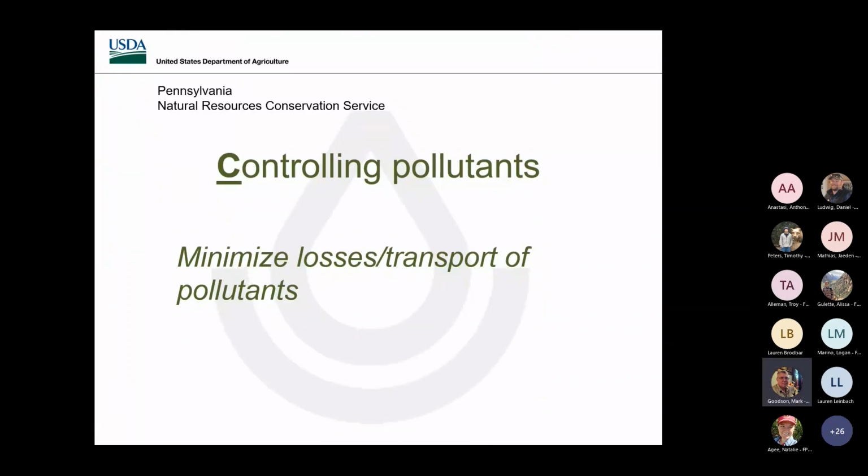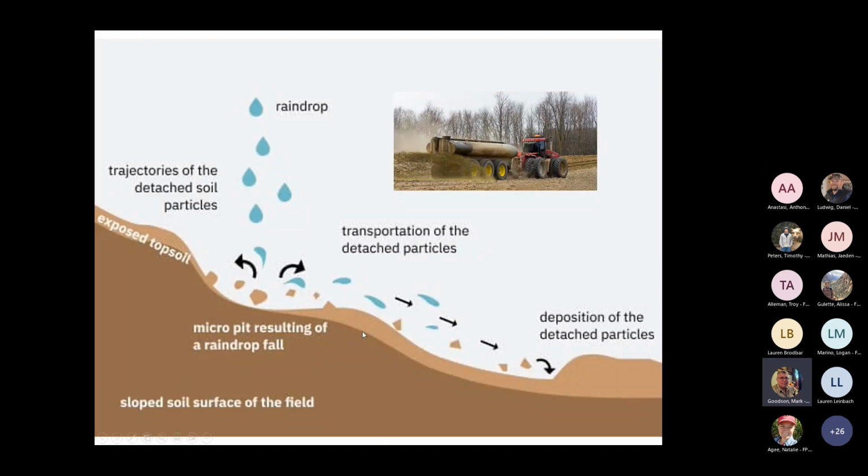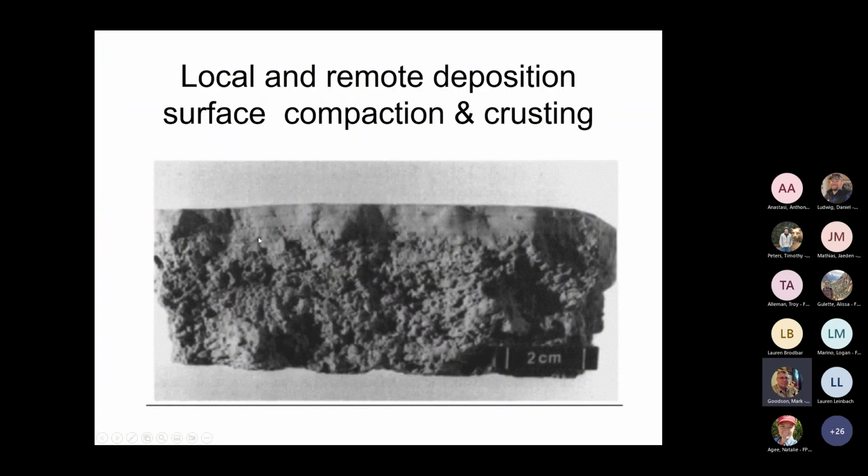Next, we've got pollutants that are getting loose in the field and leaving the field in the runoff water. Our job is to minimize those losses, to minimize the transport of those, and to control those. Okay, here's our commercial again: avoid the raindrop impact, control the runoff. This runoff is doing a lot of damage to the soil surface, and here's what's happening.